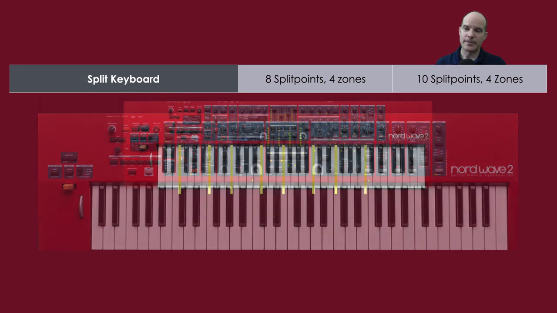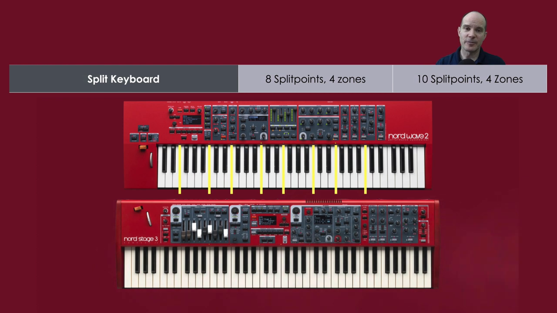Or I can split another time, giving you 3 splits for 4 zones. Same with the Stage 3, except the Stage 3 has 10 different places where you could split the keyboard, and you still get 4 zones. Now, the way the splits work between the keyboards is a little bit different. On the Stage 3, you can assign an engine to any split, and it doesn't matter whether it's left or right. The Wave 2 requires that the splits go from left to right.